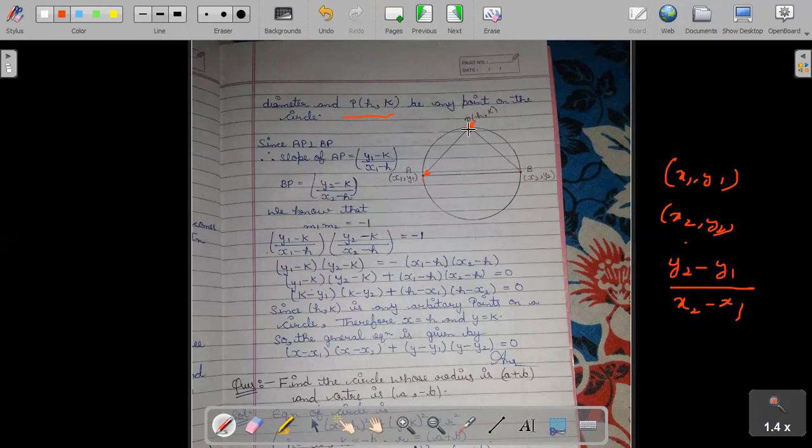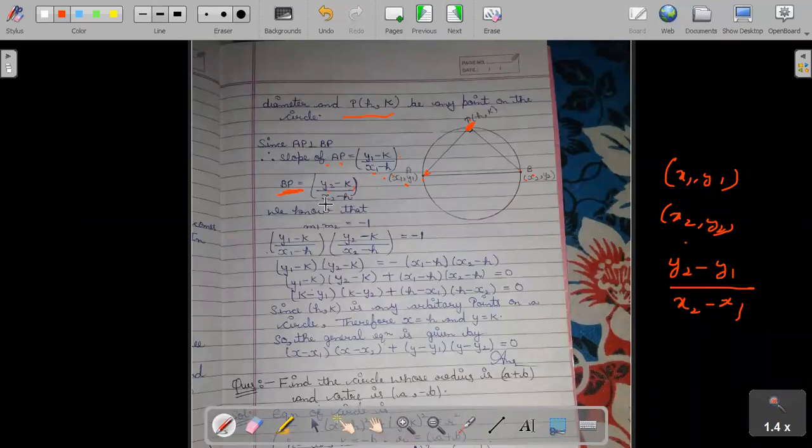P की coordinates कितने हैं? HK. So what will be the slope of AP? You can write it any form. You can write as y1 minus k over x1 minus h. बेटा clear है? Similarly, what will be the slope of BP?